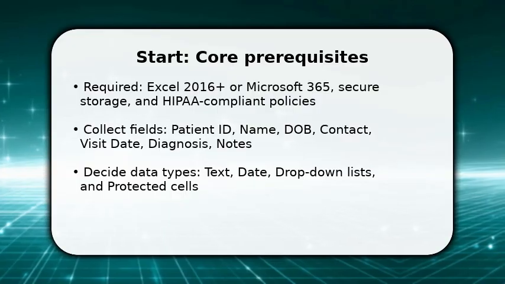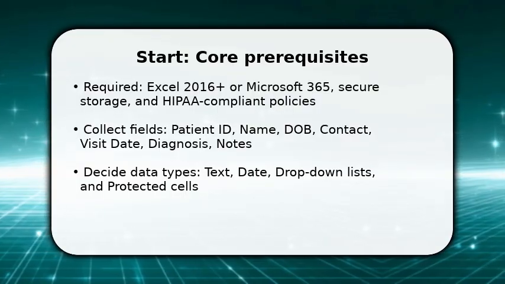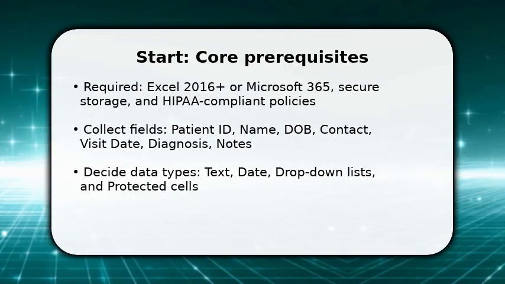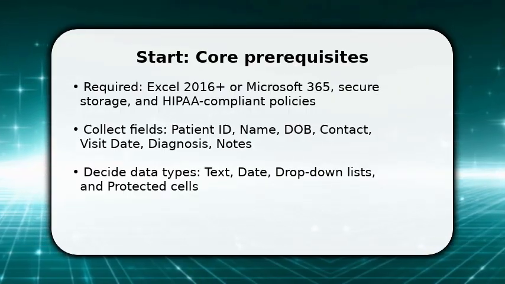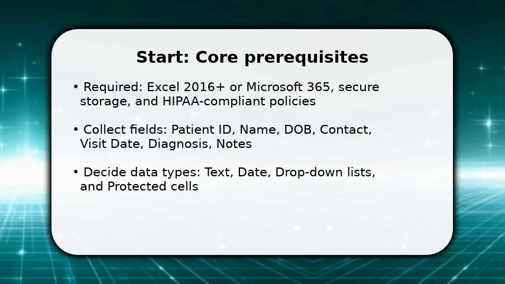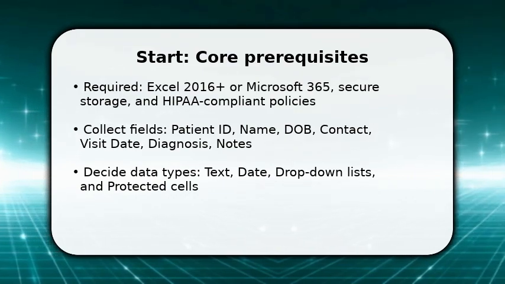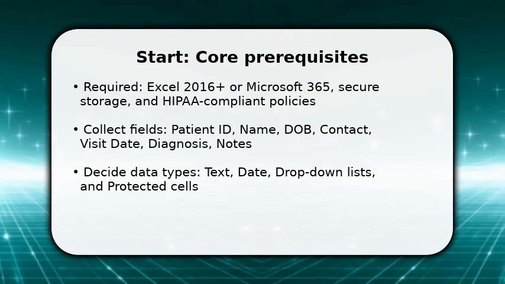Now set data types: format DOB and visit date as date, patient ID as text to preserve leading zeros. Create initial drop-down lists for diagnosis to enforce consistency. Once done, save a backup copy to an encrypted folder before adding real data.